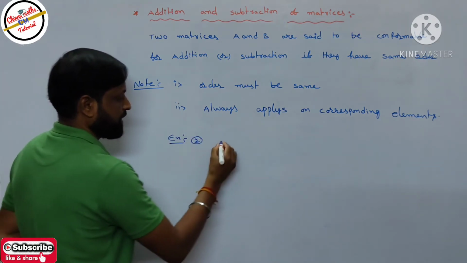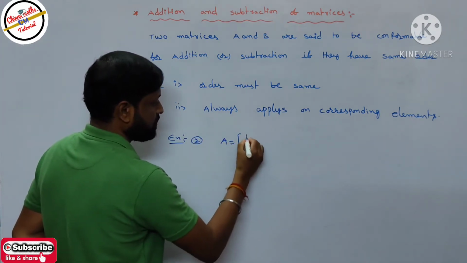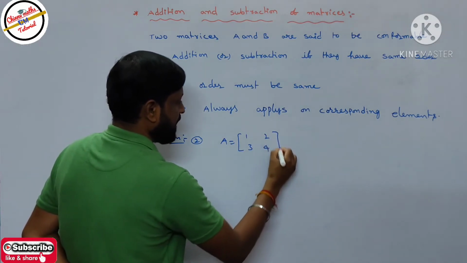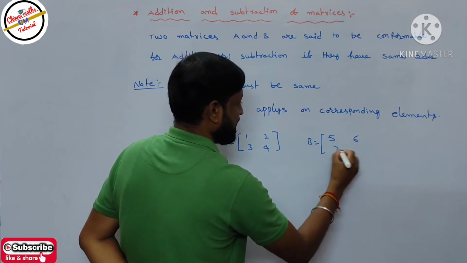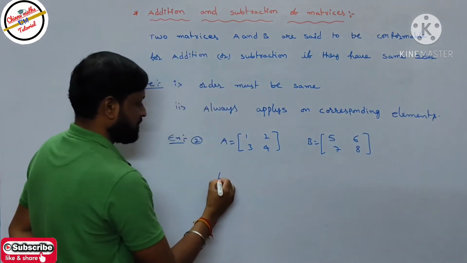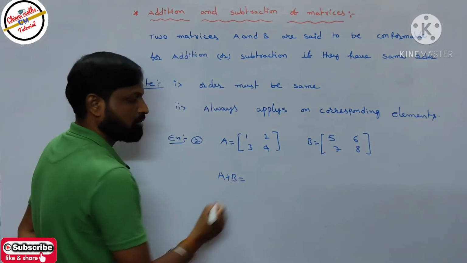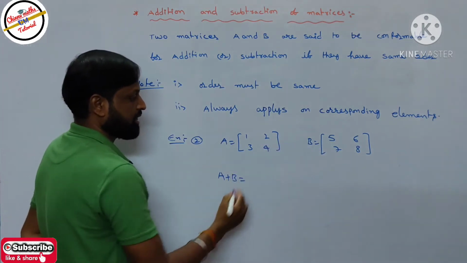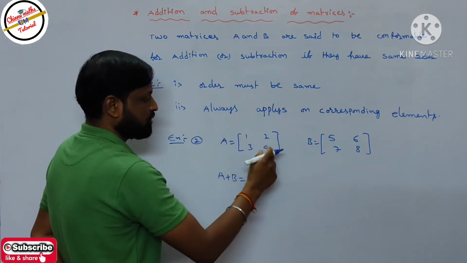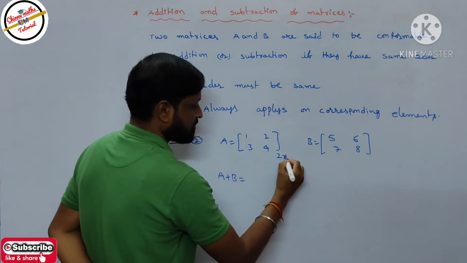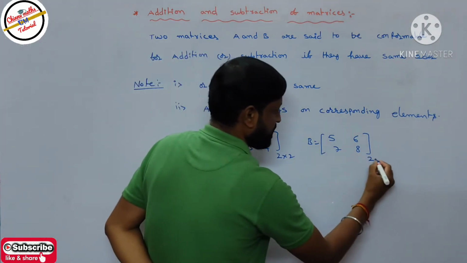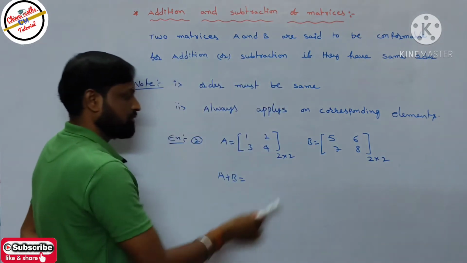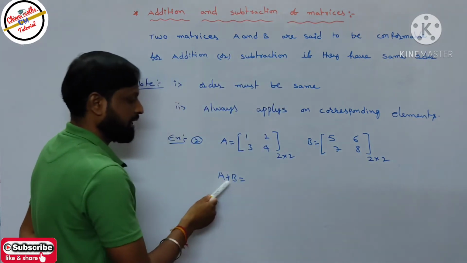Example 2. For example, matrix A equals 1, 2, 3, 4 and matrix B equals 5, 6, 7, 8. To add the two matrices, first you have to check whether the given two matrices have the same order or not. Here, 2 rows and 2 columns. The order of matrix A is 2 by 2, and similarly the order of matrix B is also 2 by 2. So the orders are the same, and you can write A plus B.